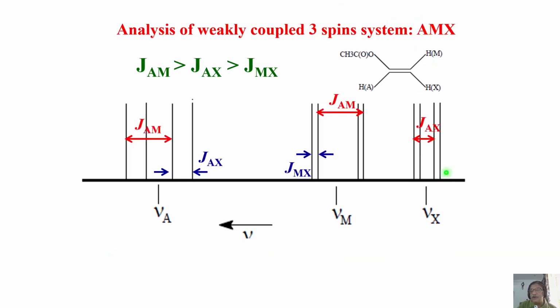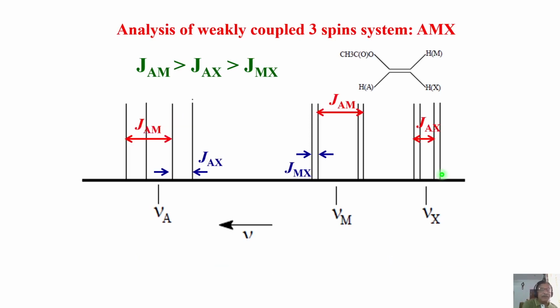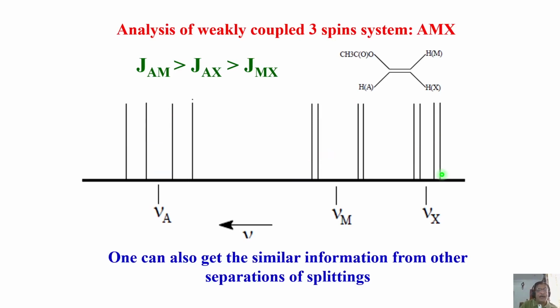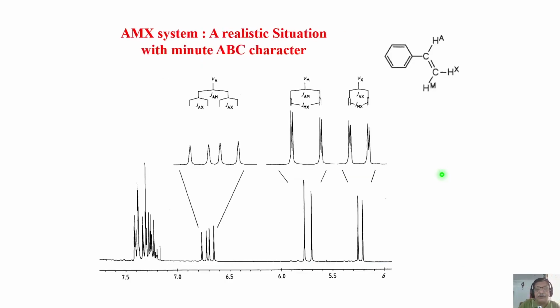And you will get this one with MX. Okay. So one can also get similar information from other separations of splitting like this. Here I took this separation and I took this as the JX. Similarly, you can look at this one. You can go back and now use the other one. So you can get similar information from other separations of splitting. That's why there is redundant information contained within this whole spectrum.